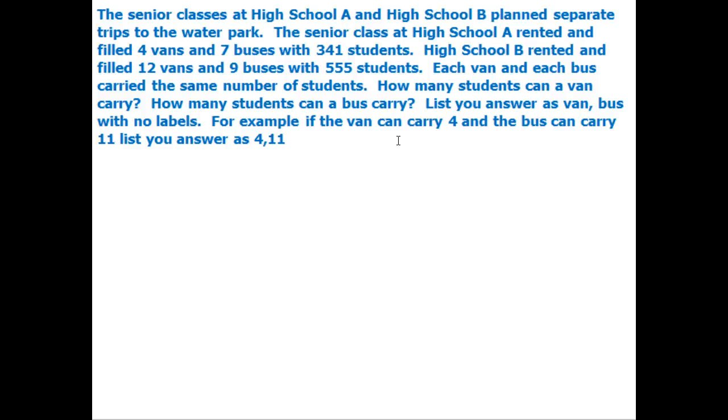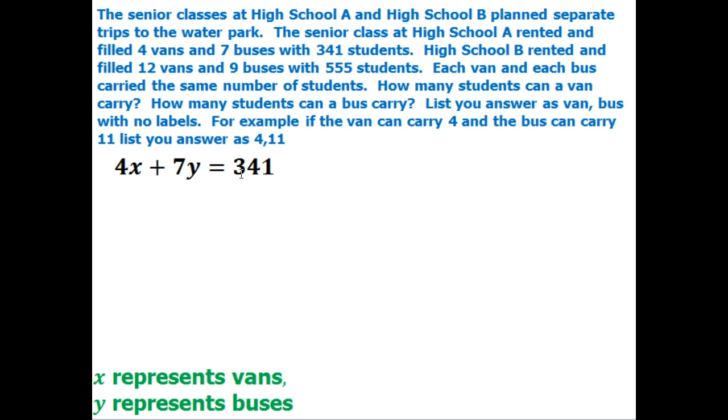So the very first thing we're going to do is identify what we're going to use for our variables. I use x and y. That's sometimes the easiest. I'll let vans be represented by x and my buses be represented by y. So let's look. High school A has 4 vans, 7 buses, for a total of 341 students. So this would be 4x plus 7y equals 341. The second, high school B, had 12 vans, 9 buses for a total of 555 students. So that will be 12x plus 9y equals 555.